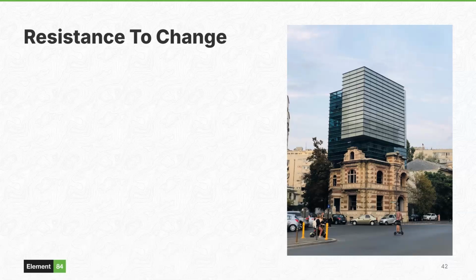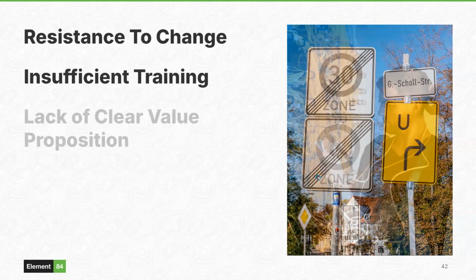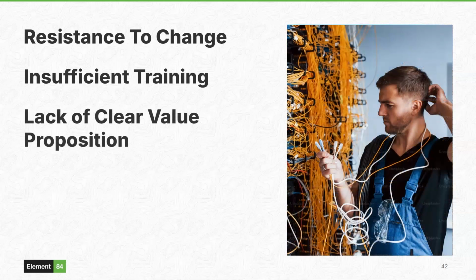So the next is insufficient training. We're not providing them with clear directions, we're not outlining a lot of expectations, and we're really not structuring how they should think about interacting with whatever tool that we're looking to build. And then the next, lack of clear value proposition. Why should they look to use whatever we're building?